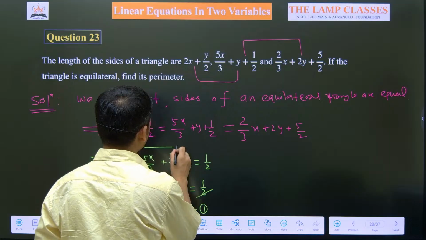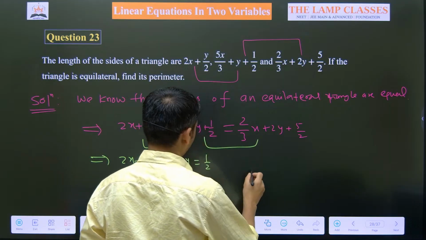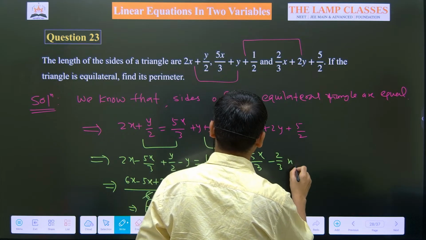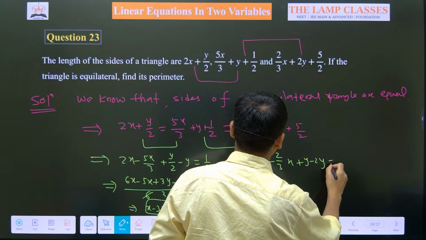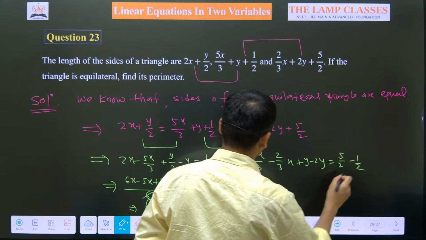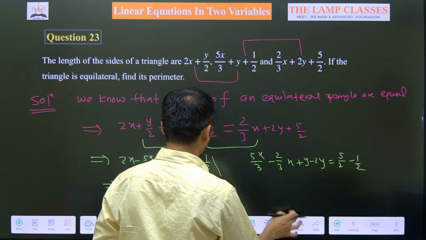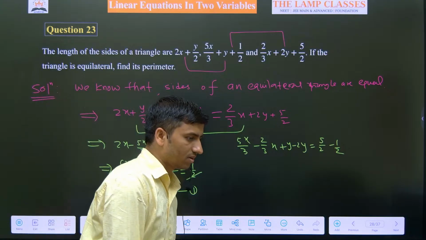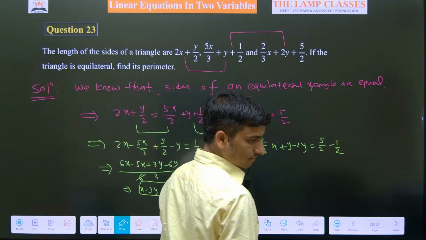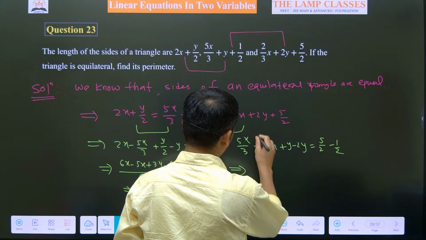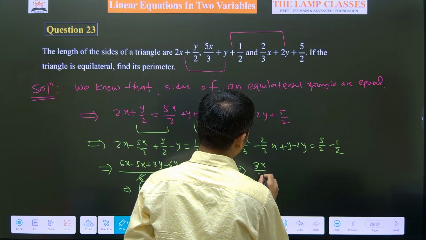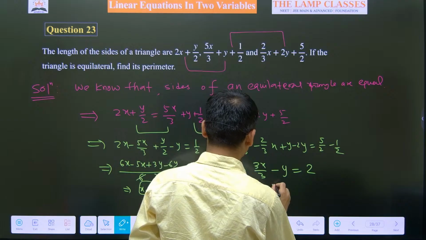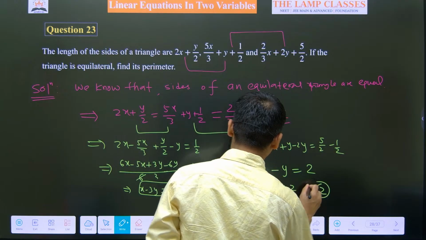Similarly, we can equate these two. So 5x upon 3 minus 2 upon 3x plus y minus 2y is equal to 5 upon 2 minus 1 upon 2. Calculation you have your own way to do, guys. It's not necessarily you have to follow what I am doing, but it should be correct. There shouldn't be any mistake. So it is 3x by 3 minus y is equal to 2, right? So we are getting x minus y is equal to 2. That's a very simple equation. Now we can solve them very easily.